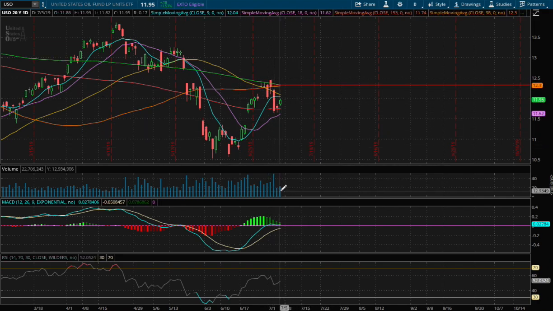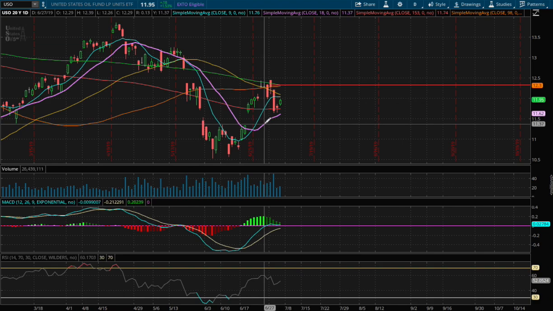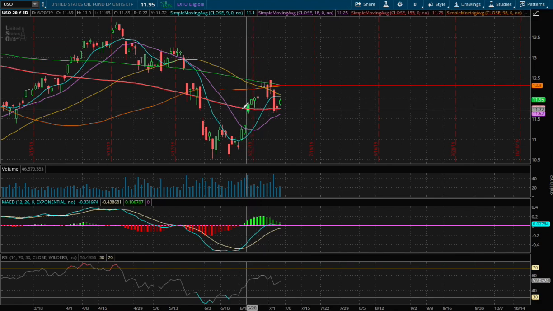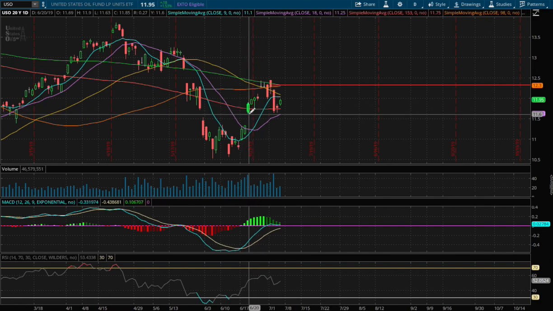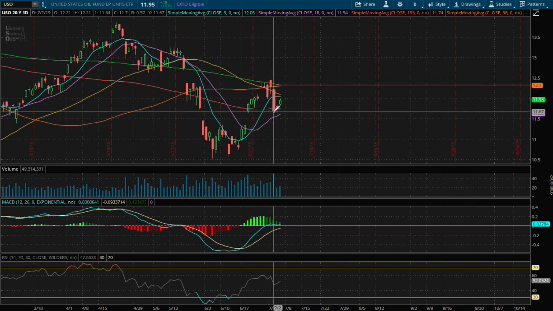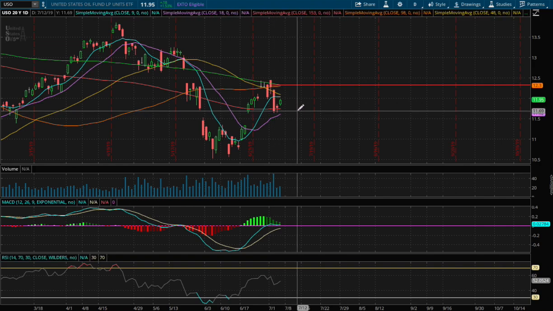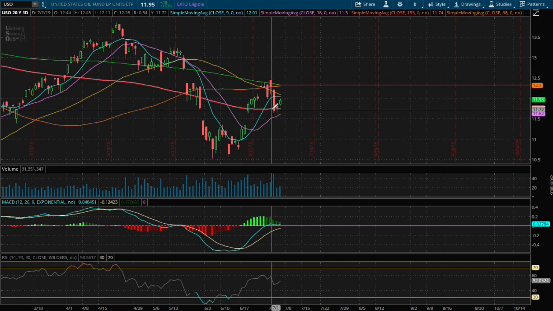That is at the price of $12.33. As for support, I do see the 18-day moving average as the next possible support, as it coincides with previous support, or where we gapped up right here and found support back on July 2nd. So the 18-day moving average should coincide with those supports at $11.72.